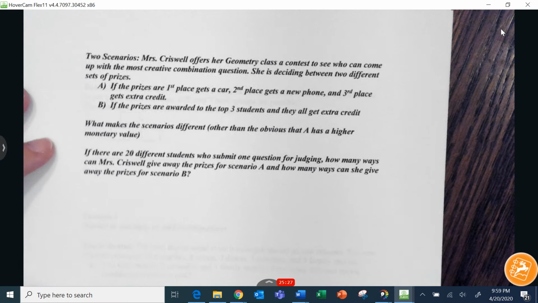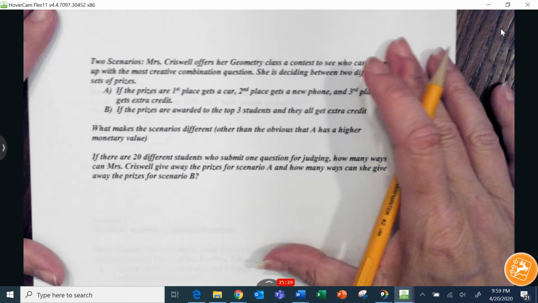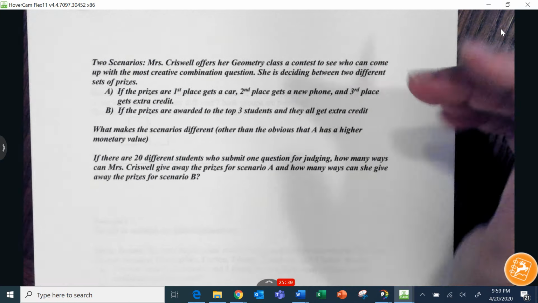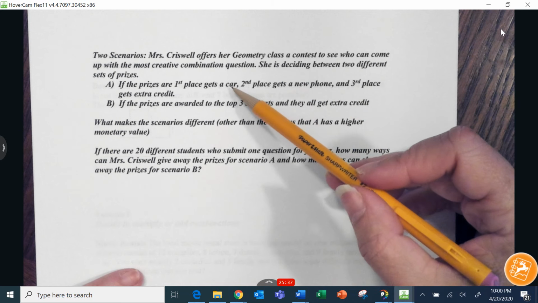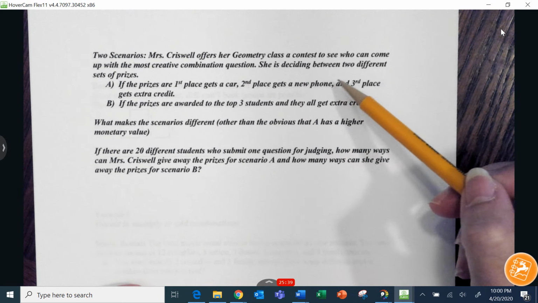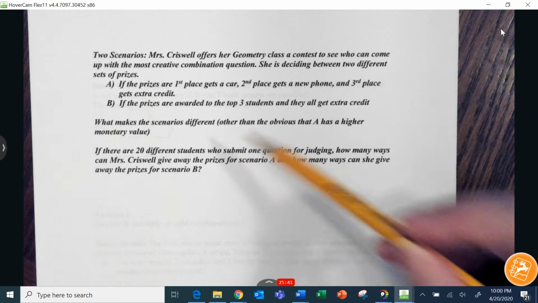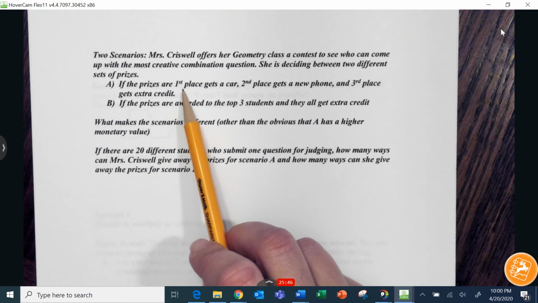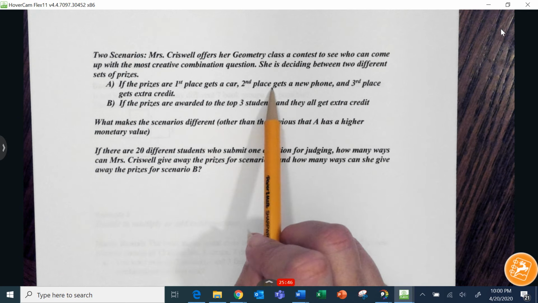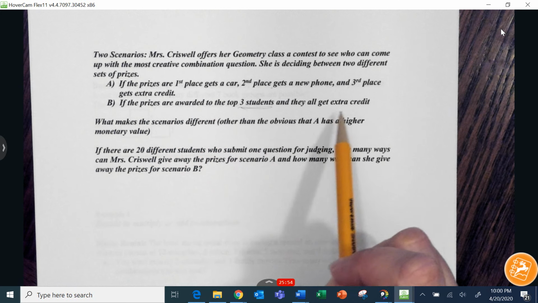All right, almost done. So we've got 2 scenarios. Let's say Ms. Criswell is offering her geometry class a contest to see who can come up with the most creative combination question. She's deciding between 2 different sets of prizes. Set A, if the prizes are first place gets a car, second place gets a new phone, and third place gets extra credit. And then our set B, if the prizes are awarded to the top 3 students and they all get extra credit.